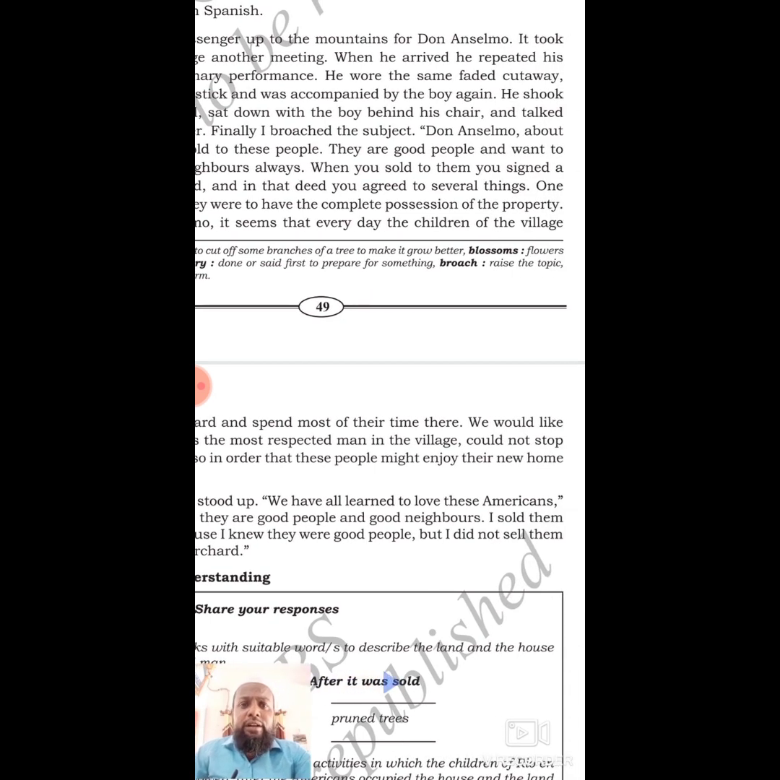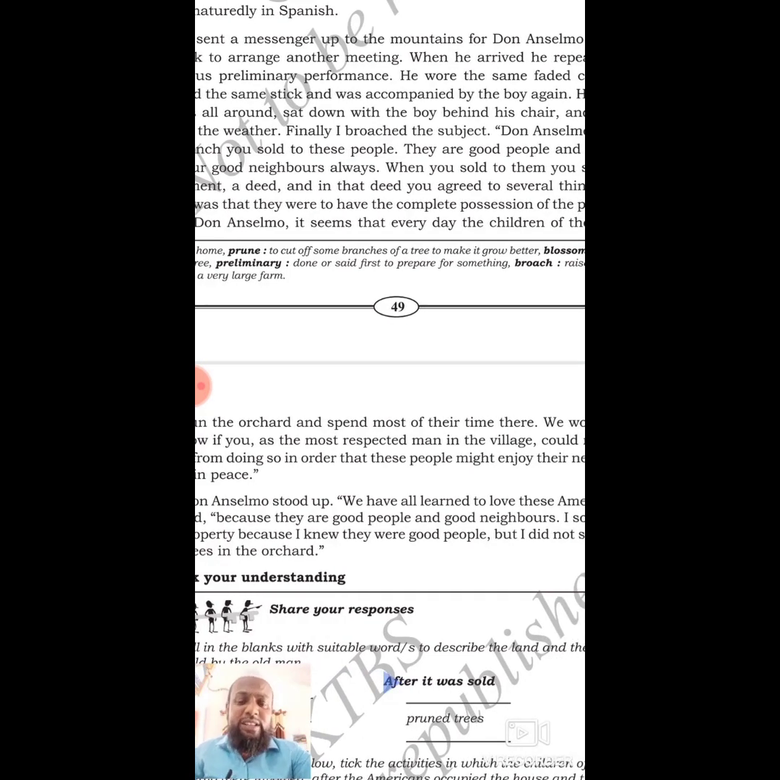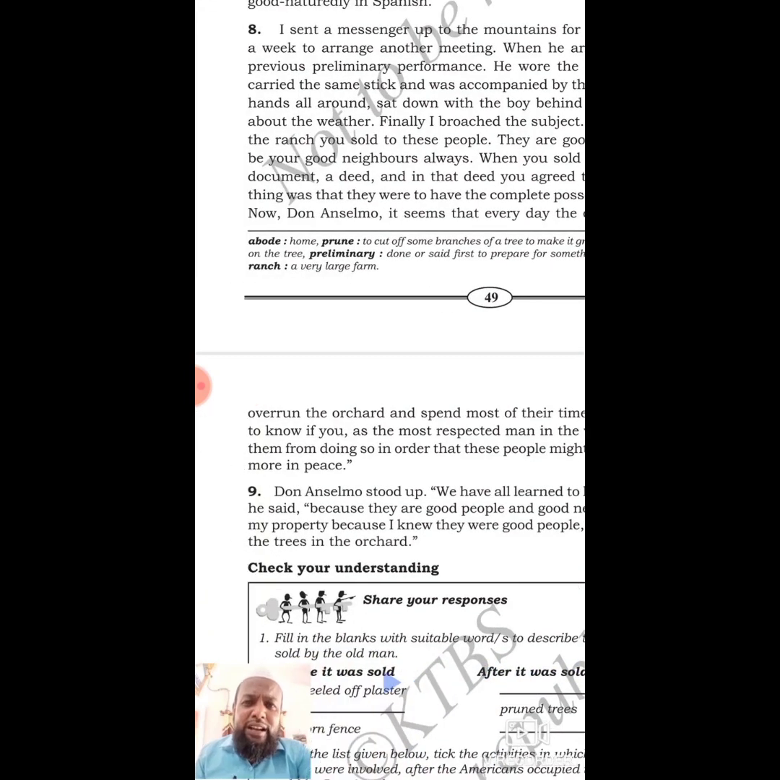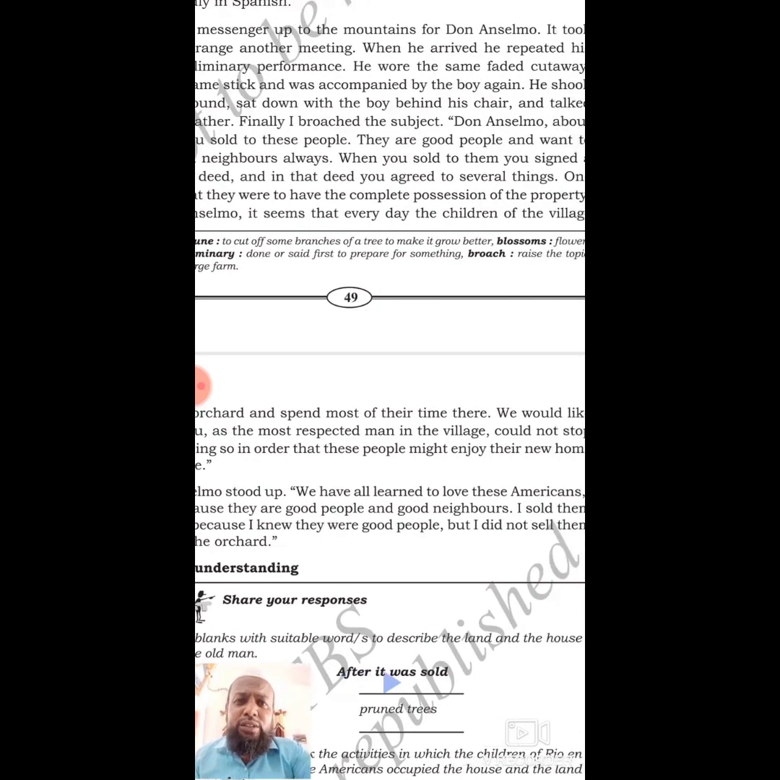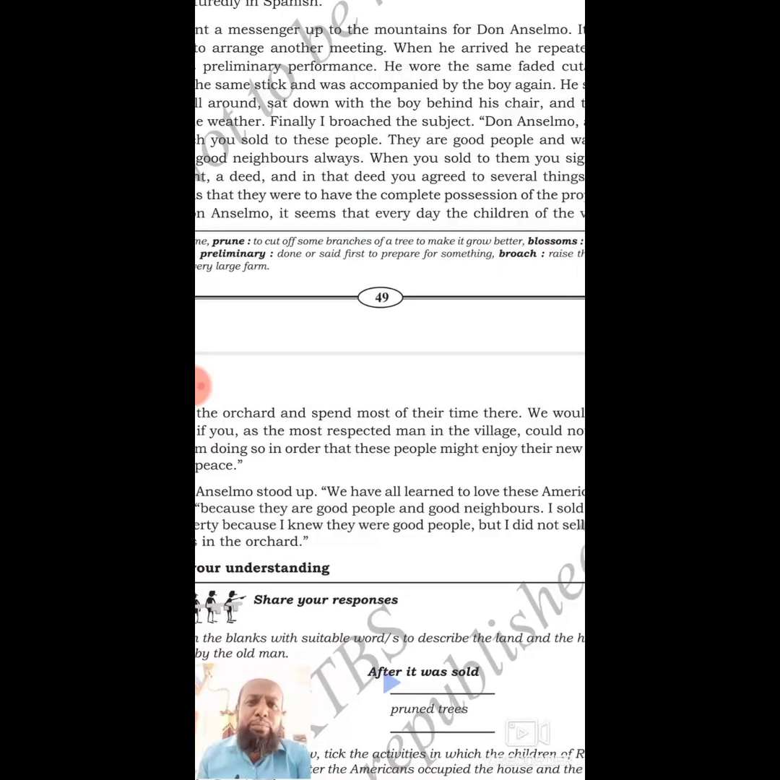When he arrived, he repeated his previous preliminary performance. What is the preliminary? Entering and greeting, shaking hands, removing the gloves and hat, and keeping the stick aside with the boy who is along with him, the same performance as in the first meeting. He wore the same faded coat, the same old coat, cut away, and shook hands all around, sat down with the boy behind his chair, and talked about the weather. Finally, I broached the subject.